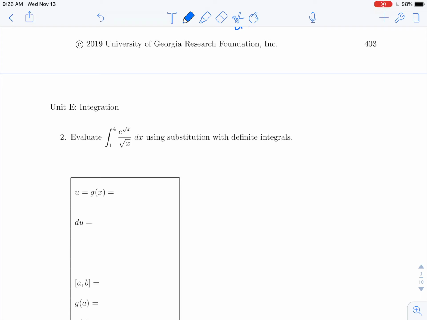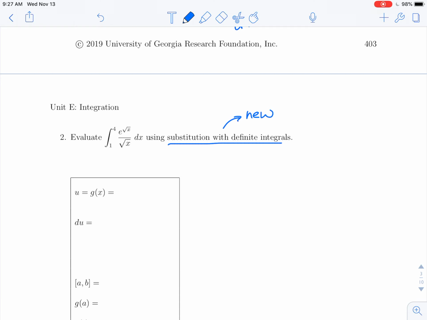Guided exercise number 2 says evaluate the definite integral from 1 to 4 of e to the root x power over root x dx using substitution with definite integrals. So this is the new one again.